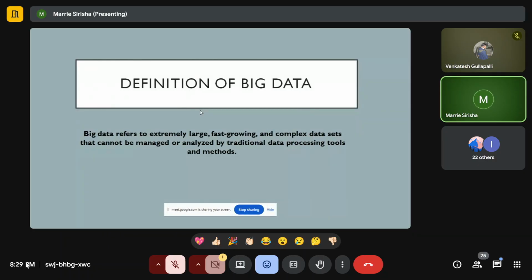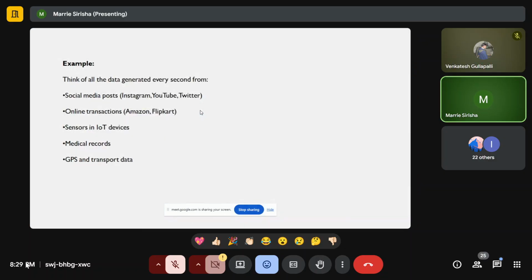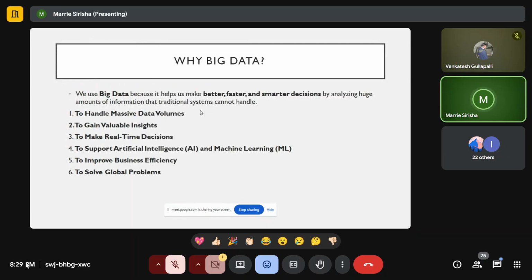Okay, next. Done with the definition and example. Okay, now why big data? So why we need big data? Why we have to analyze big data? Why? Question mark. So we use big data because it helps us make better, faster, and smarter decisions by analyzing huge amounts of information that traditional systems cannot handle.